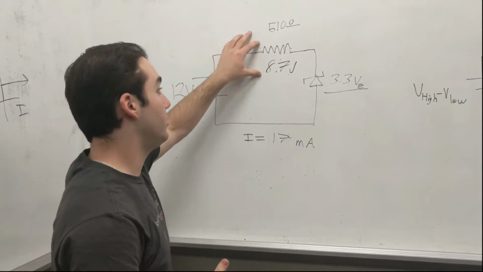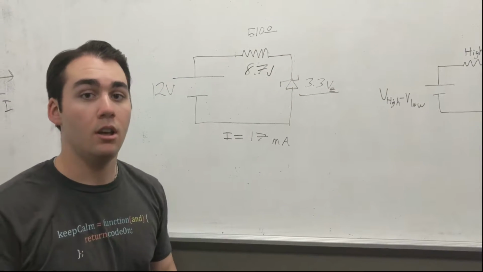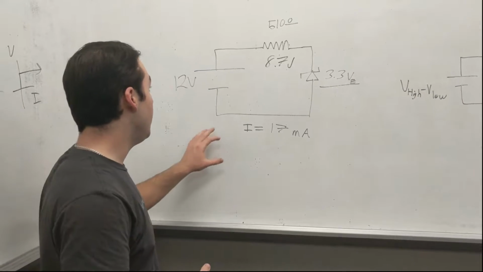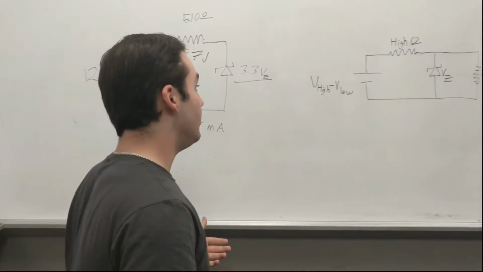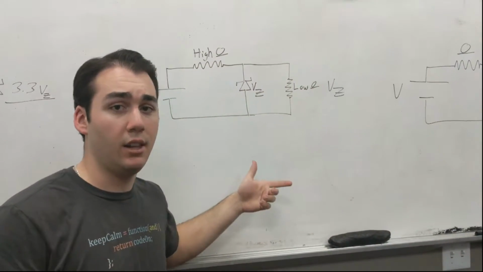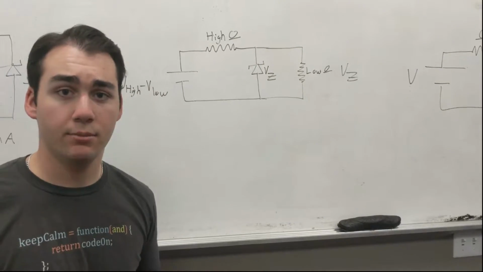And then by using this resistor and this voltage, we can find that this is going to have 17 milliamps of current, well below our 200 milliamp current maximum. And the reason that this is useful is that you can take that diode and put it in parallel with another component, whether that be a light bulb, a speaker, anything else.